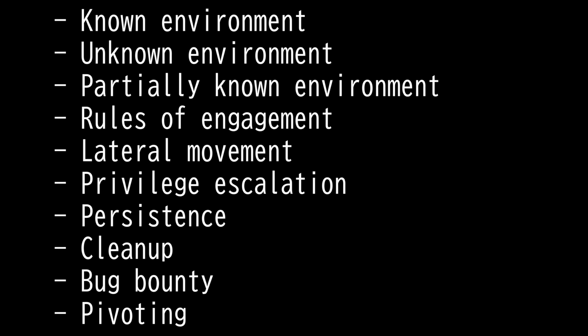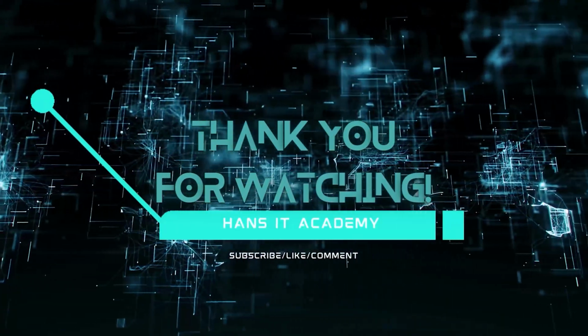Lastly, we have pivoting. Pivot is a method that allows an attacker or penetration tester to move or flow across a network. It is the act of using a compromised system to spread between different computer systems once inside the network, which simulates the behavior of a real attacker.